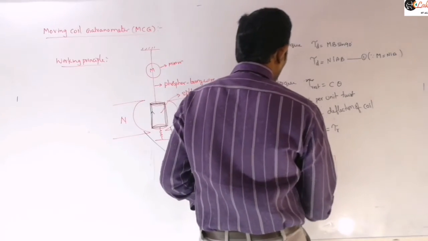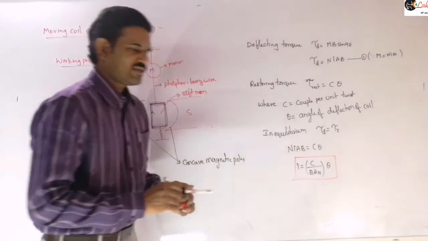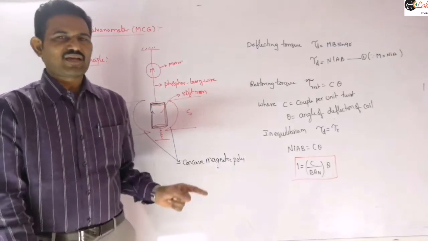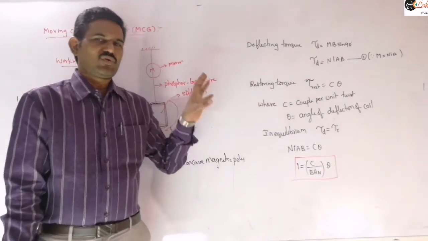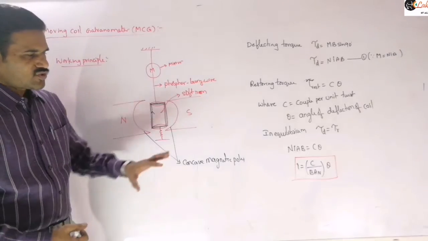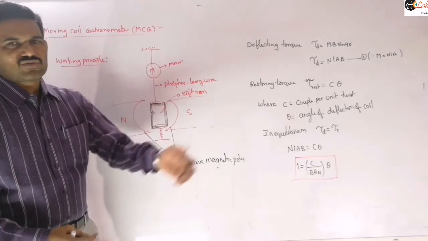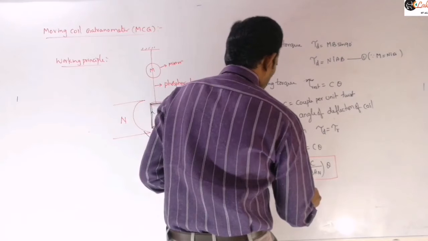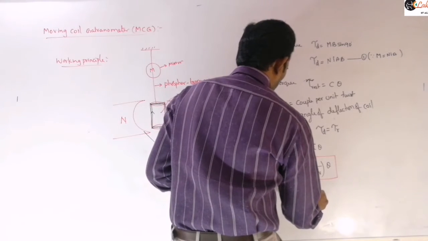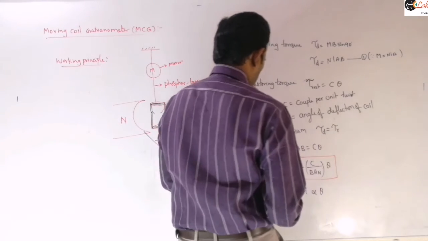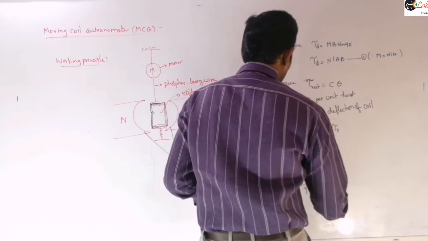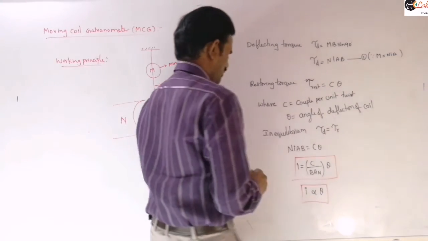For a given galvanometer, that C by BAN is a constant value. C is couple per unit length, B is magnetic field applied, A is area of the coil, and N is number of turns. So we can write this expression as I is proportional to θ. This current is directly proportional to the deflection produced. So this is the expression for the current flowing through this galvanometer.